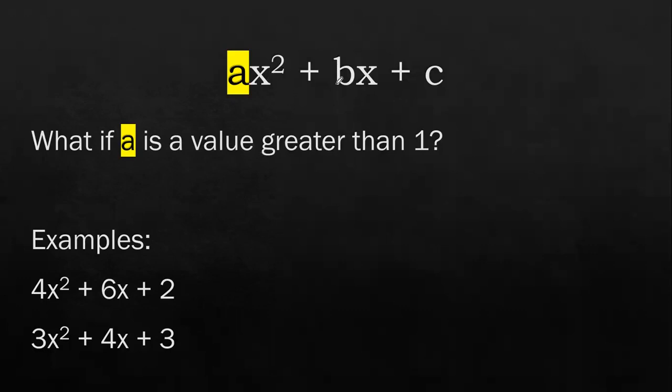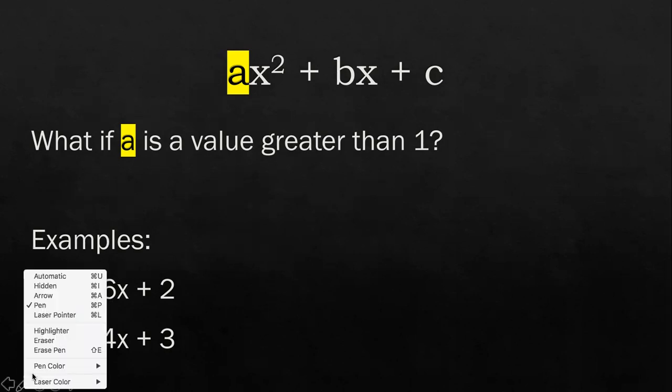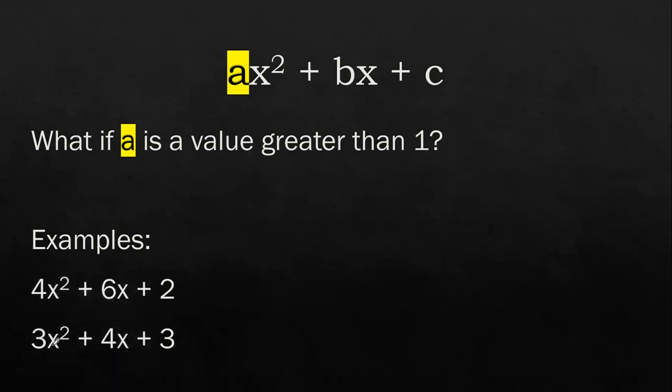So ax squared plus bx plus c. What if a is a value greater than 1? For example, 4x squared plus 6x plus 2, 3x squared plus 4x plus 3. Here my a values are greater than 1. So we're gonna have to use a different method. We can't use the x method anymore.